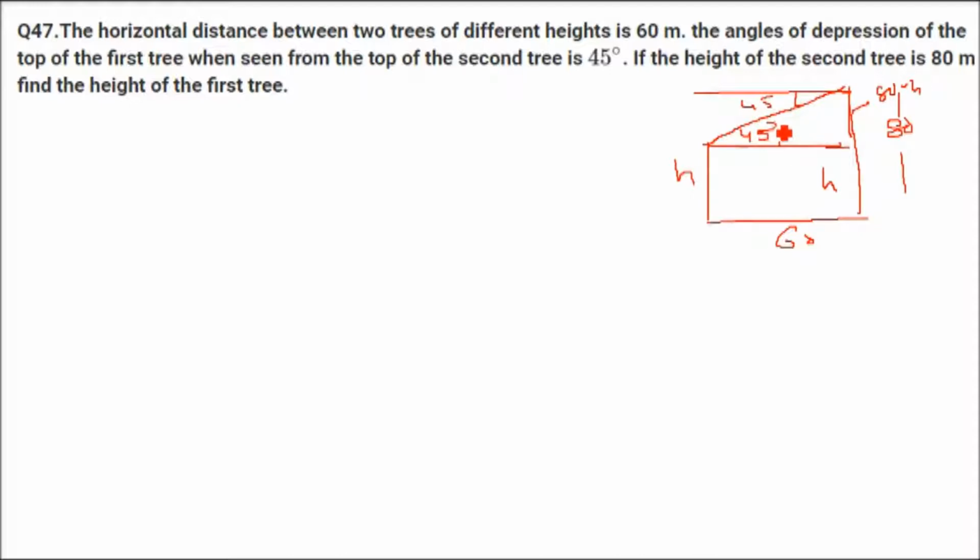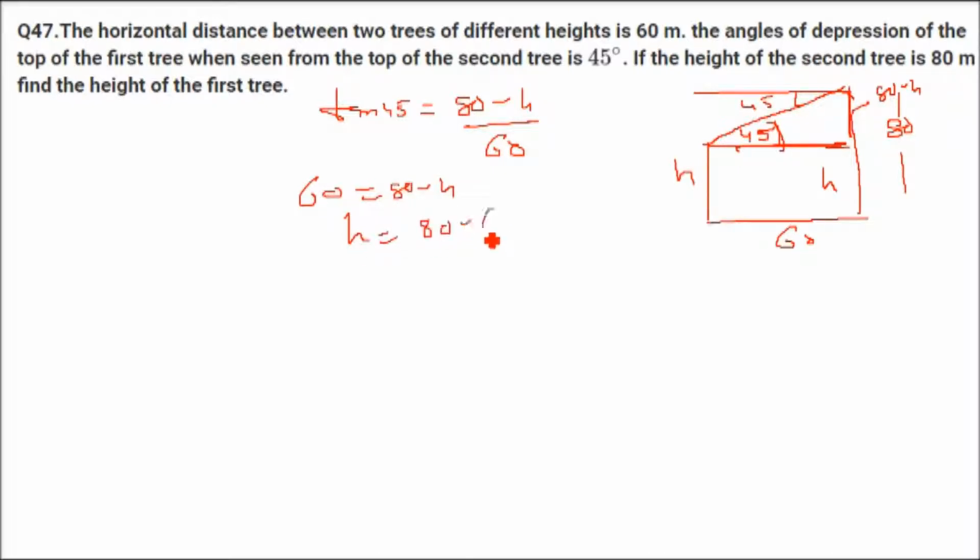So let us take this one first. Tan 45 degrees will be what? 80 minus h by x, which is 60. So 80 minus h by 60. Tan 45 is 1. So 60 will be 80 minus h. What will be h? 80 minus 60. So h will be 20. This is the answer. So there is nothing to be concerned about. Only one triangle we have to use. This is 80 minus h by x, and this comes directly.